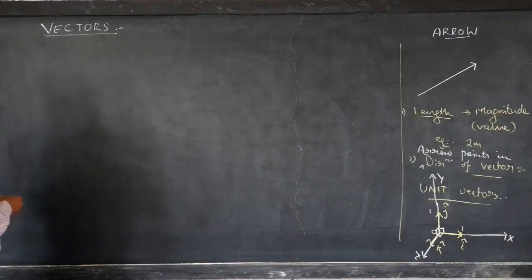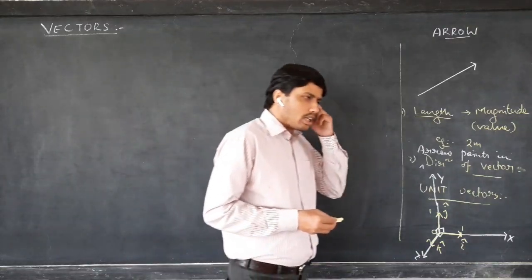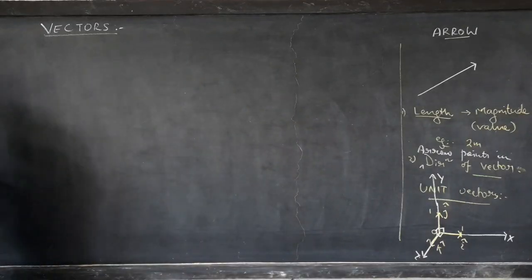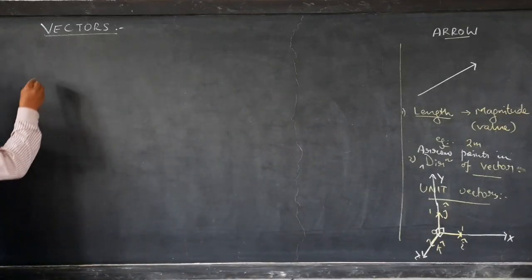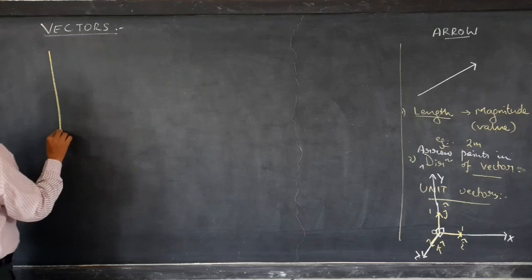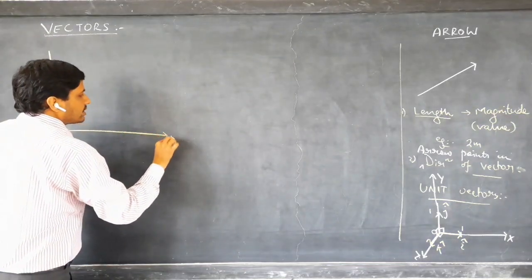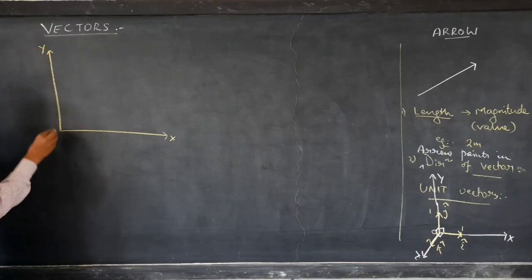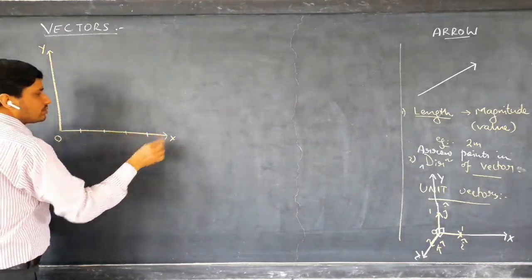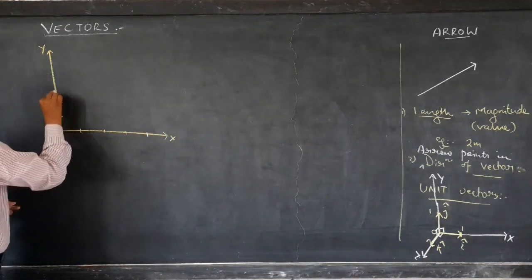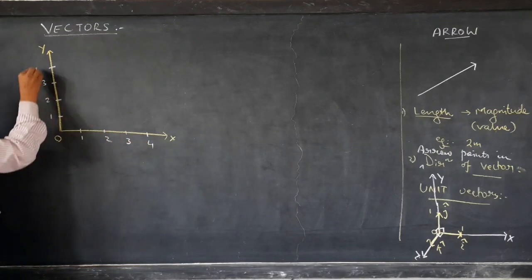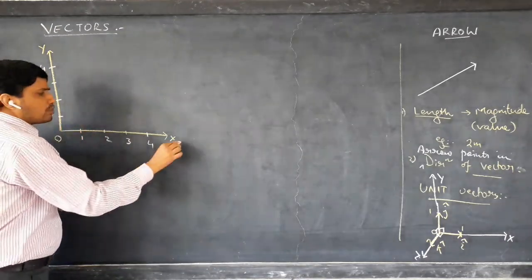This is an introductory class, so I would assume that you are beginners in this context. The vector which you understand the best is the displacement vector. So suppose we have x-axis and we have y-axis. Let me call it origin and let me mark some points like so. This is 1, 2, 3, 4, where x and y are in suppose meters.